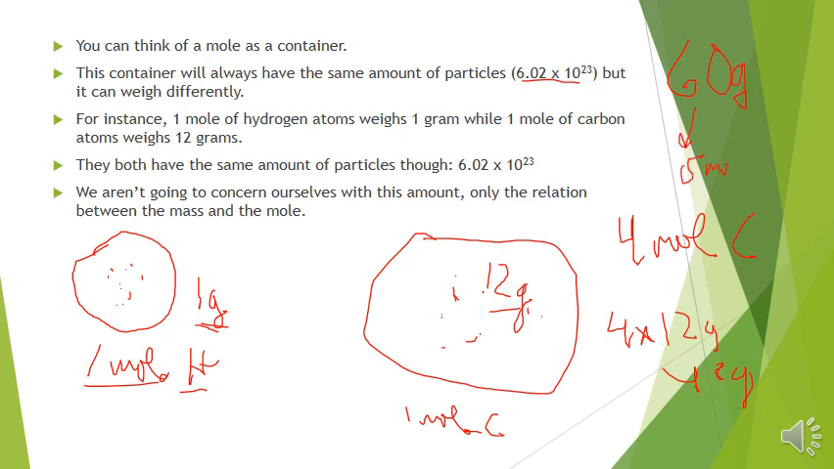So I don't have to count 6.02 times 10 to the 23rd. I simply weigh it. We're not going to be using 6.02 times 10 to the 23rd. Just know that inside a mole is always the same amount, but it can weigh different.